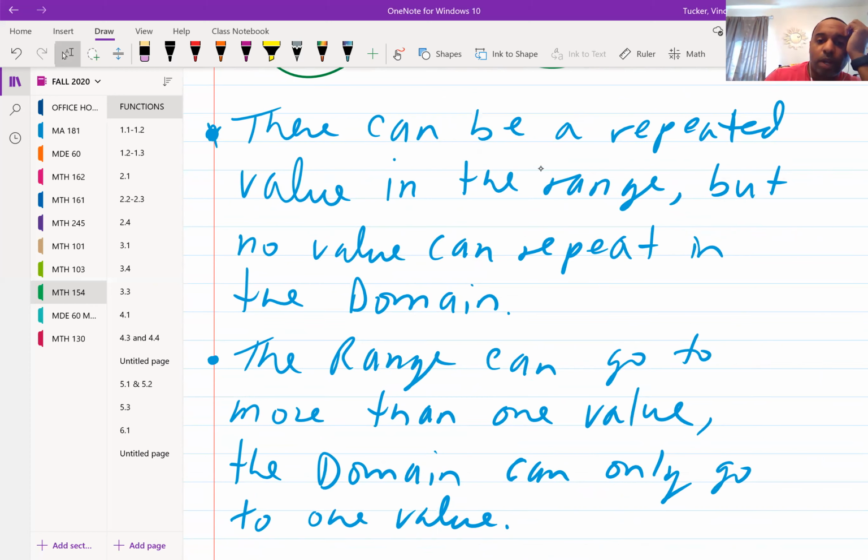And then here, the range can go to more than one value. The domain can only go to one value. So that goes back to what we mean by repeating in the range versus the domain.